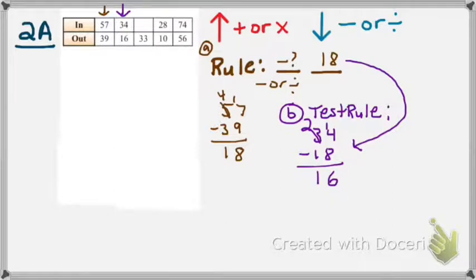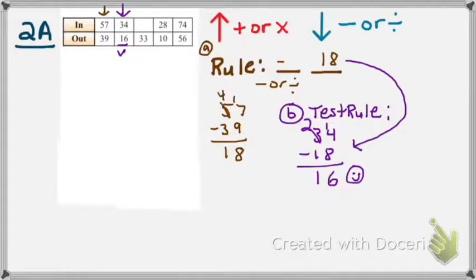2 take away 1 equals 1. So my answer is 16. Let's go back to my table, and my answer should be 16. So that is correct, and I am happy that my rule checks out. I know that minus 18 is definitely the rule. So I'll erase my little question mark next to the minus sign.